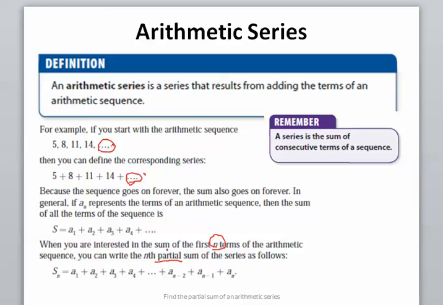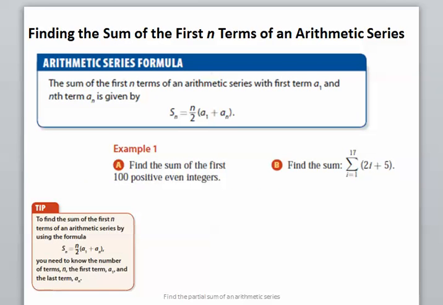So the whole sum would be adding up all of them that might be in the sequence, but the sequence might go on forever and ever and ever. So if you're adding up some fixed number of them, it's called a partial sum. That's what we're going to do: we're going to add up some fixed number of them.